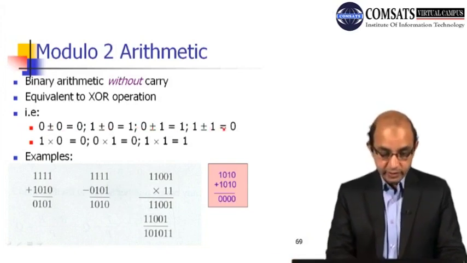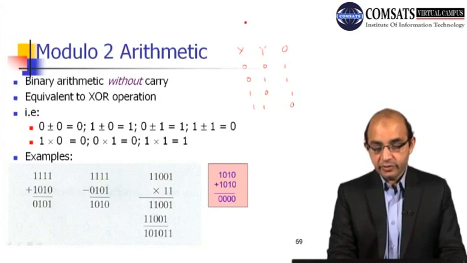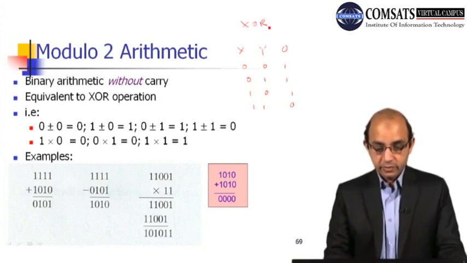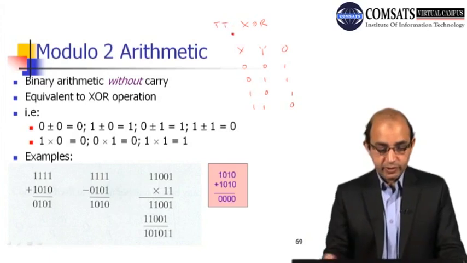So if I write down the output, 0 0 0 0 1 1 1 0 1 and 1 1 0. So this is the truth table for XOR, right? So let me mention the truth table for XOR.